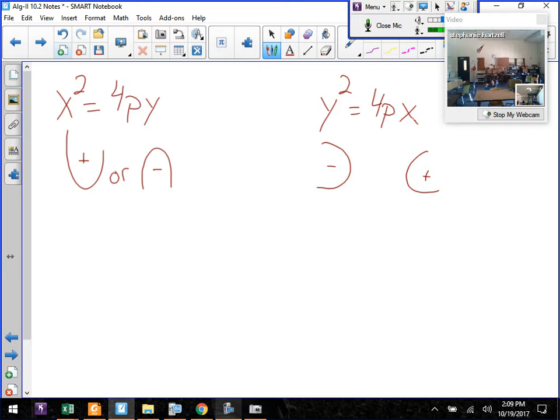Now, what happens then, for today, all of our vertices are going to be located at the origin. This distance from the origin to a focus is your value of p. Okay? So the distance from the vertex to the focus is going to be this value of p. P will then tell you if it's positive, it means it's going up. If it's negative, it's moving down, if it's an x squared. If it's a y squared, it means it's moving left or it's moving right. That's what it's dependent upon.